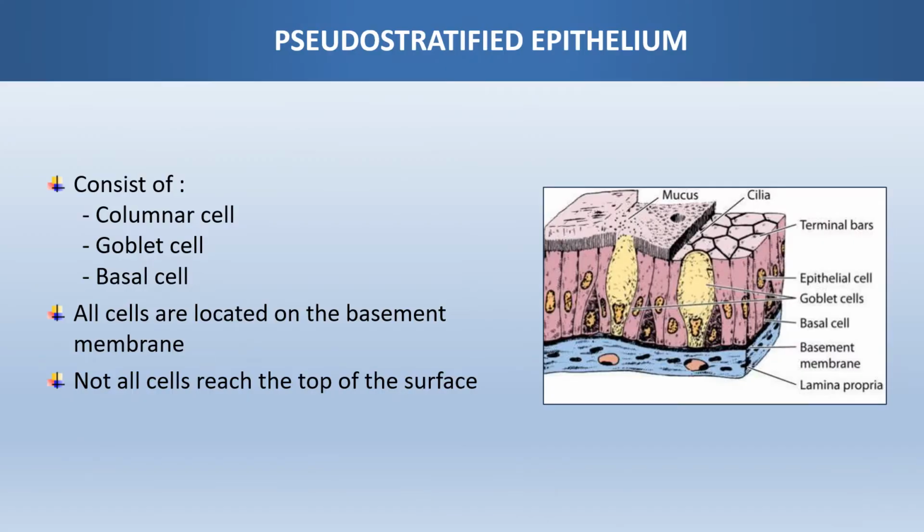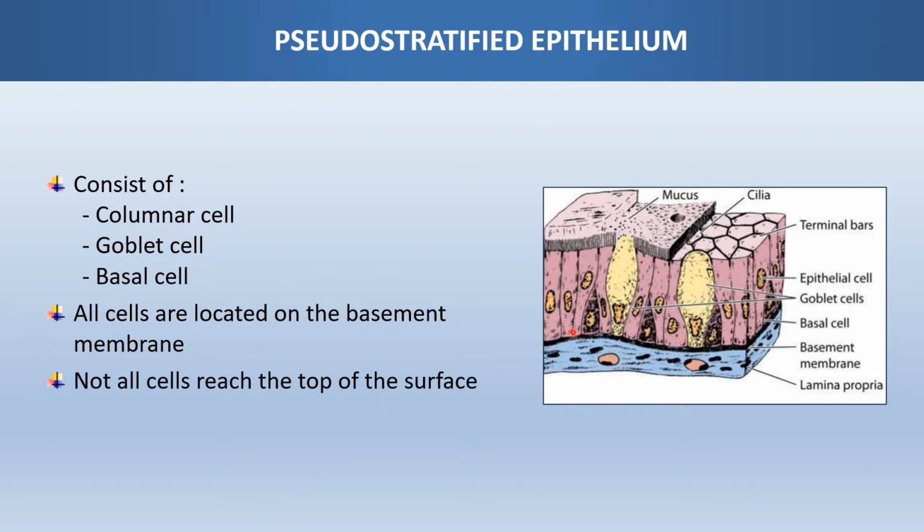Pseudostratified epithelium. Pseudostratified epithelium consists of 3 types of cells: columnar cells with or without cilia, goblet cells, and basal cells. All cells are located on the basement membrane, but not all cells can reach the top of the surface.